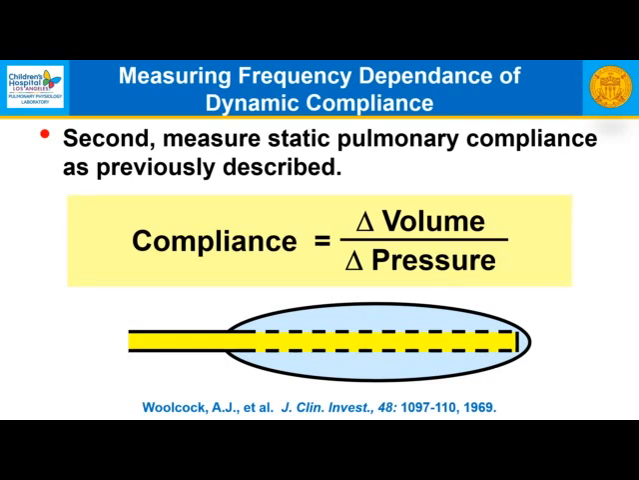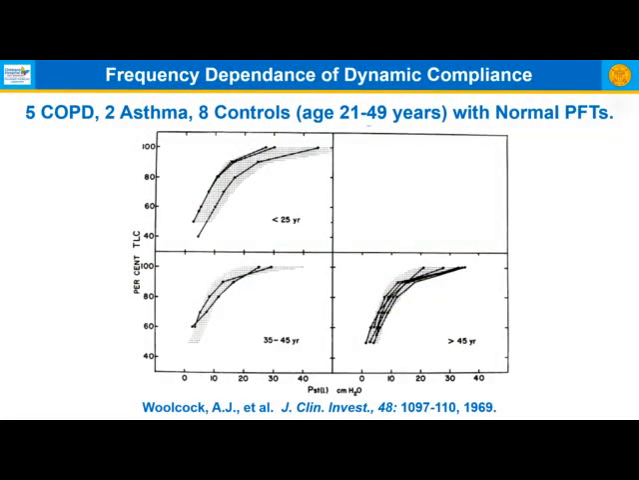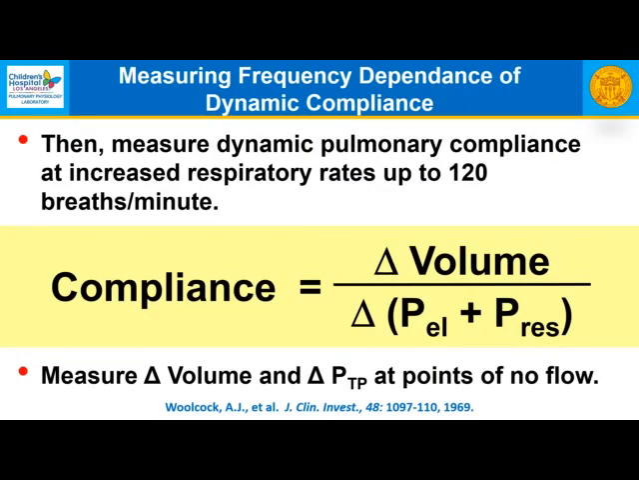So second is to measure static pulmonary compliance, and as you recall, this needs an esophageal balloon, and we previously described how we do that. This is a study by Ann Woolcock that looked at 5 COPD patients, 2 asthmatics, 8 controls, all young adults, with normal PFTs. You can see that this group also had normal pressure volume curves or normal compliance. You're then going to measure dynamic pulmonary compliance at increasing respiratory rates up to 120 breaths per minute. So you're going to measure volume and PTP at points of no flow.